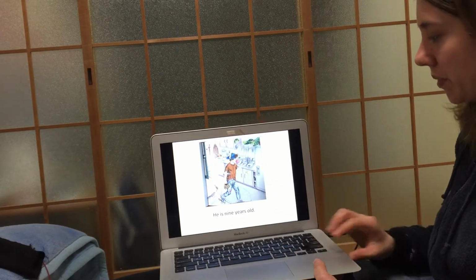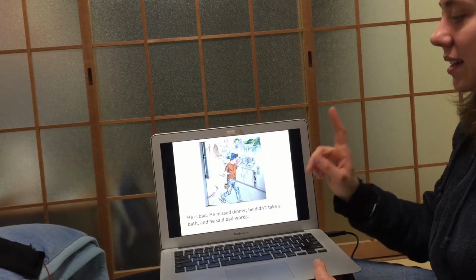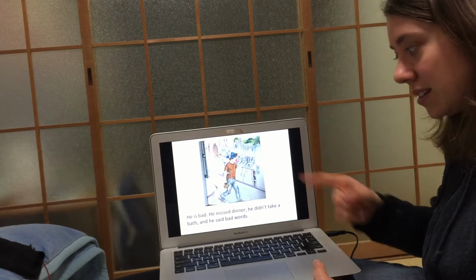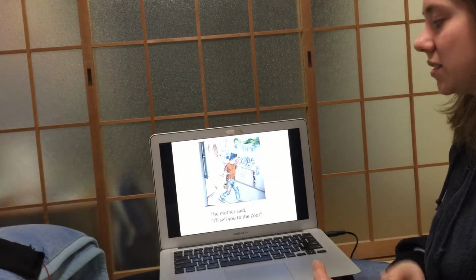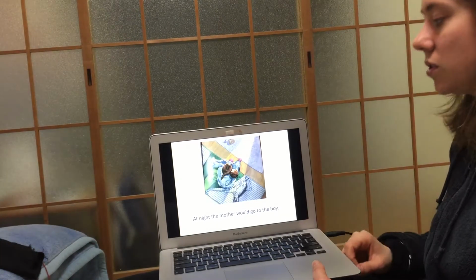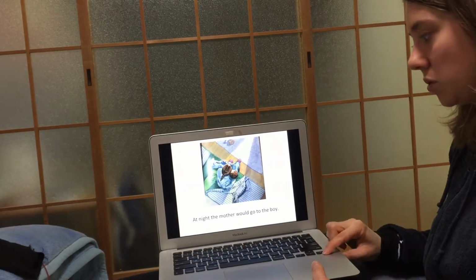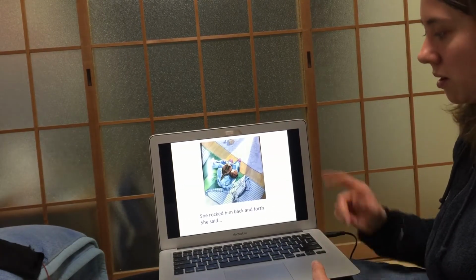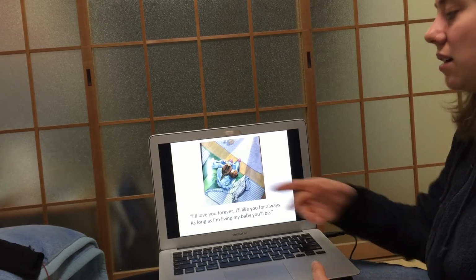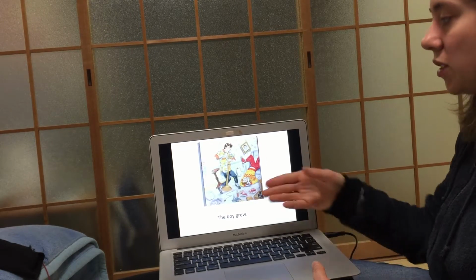The boy grew. He is 9 years old. He is bad. He missed dinner. He didn't take a bath, and he said bad words. The mother said, "I'll sell you to the zoo." At night, the mother would go to the boy. She picked him up, she rocked him back and forth, and she said, "I'll love you forever." So the poem.